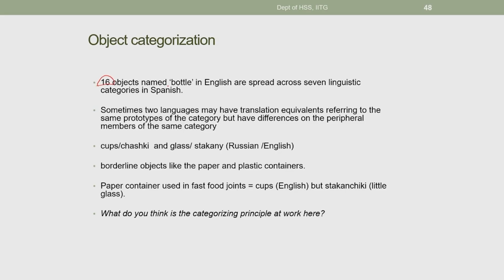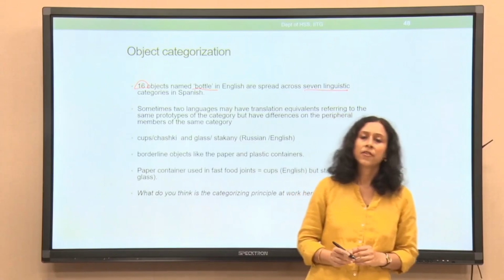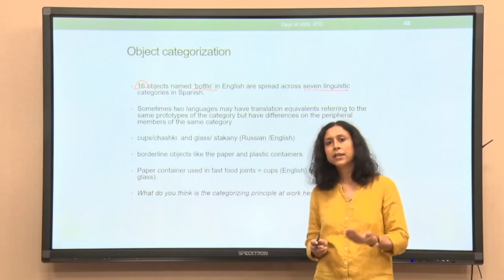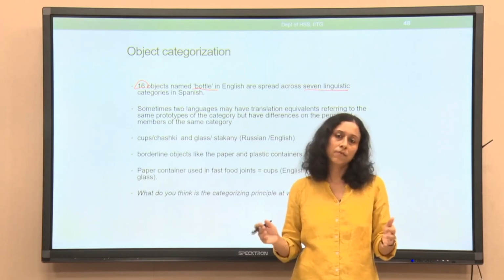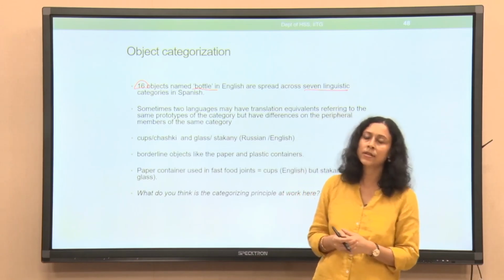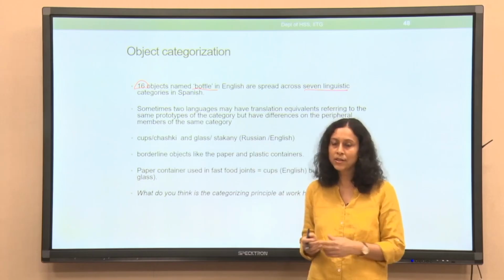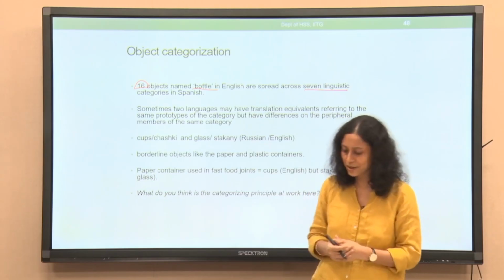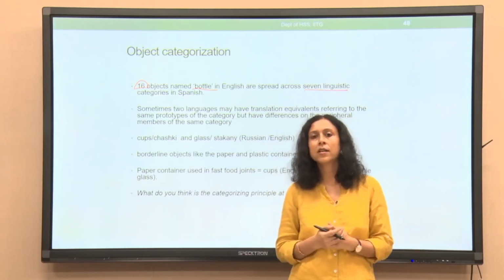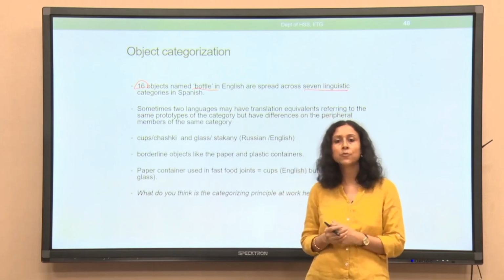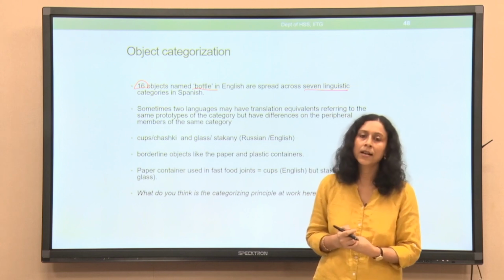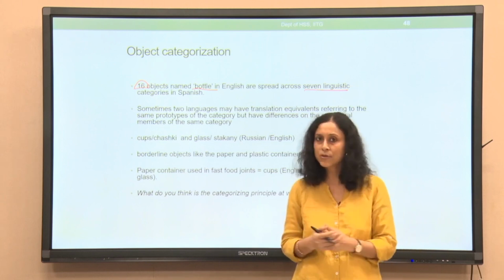16 objects that can be called simply bottle in English actually span across 7 linguistic categories in Spanish. Even in Hindi, for example, you have different words for things that would largely come under bottle. So, there is shishi, there is bottle, there are many such categories. So, languages differ in terms of how they segment, what objects are grouped together to be called by one name, what objects are distinguished on the basis of what, and so on.